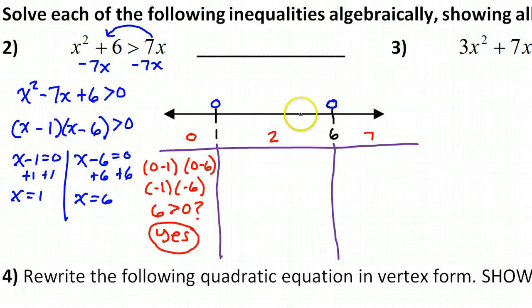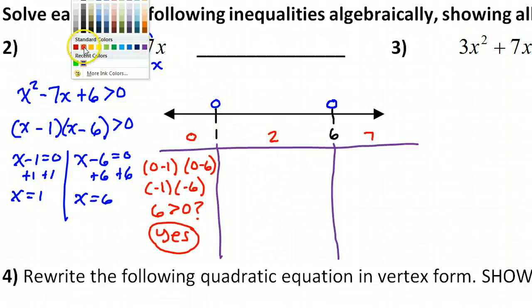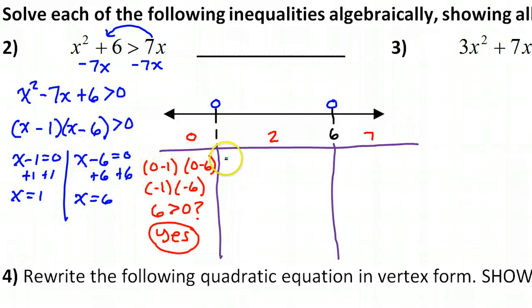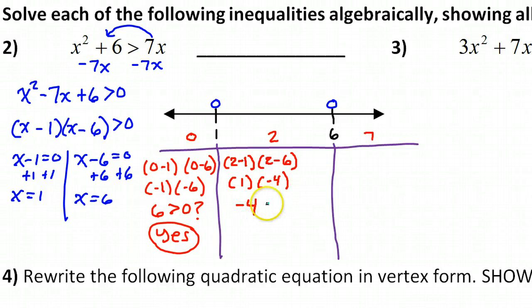Looking at 2, if I put in 2 instead of 0, then this becomes 2 minus 1 times 2 minus 6. 2 minus 1 is going to be 1 times negative 4, which is negative 4. So the question is, is that greater than 0? Well, no. All negative numbers are less than 0, so that's a no. That means there will be no solutions in this area. 2 is not a solution. None of these values will be solutions.